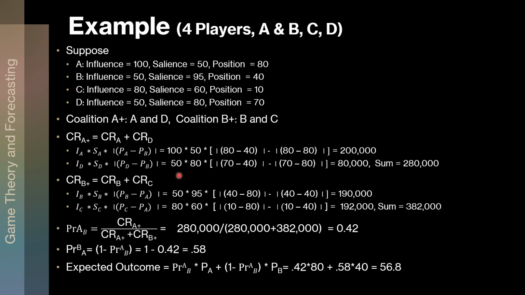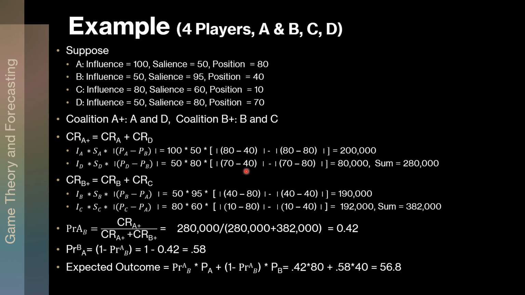Player D, we've got the influence of 50, salience of 80, and then it's the question of the difference between 70 and 40 and 70 and 80, right? So 70 and 40 is the difference between B's position and D's favorite position. So 70 minus 40 would be 30. 30 would be the loss, from D's point of view, if B was to win, the opponent of the coalition that this is in.